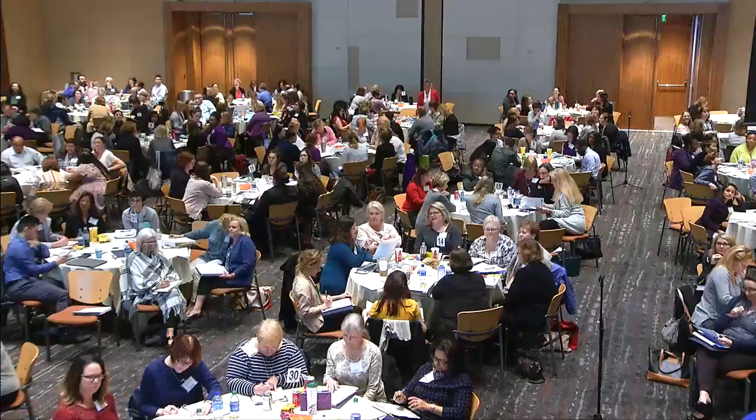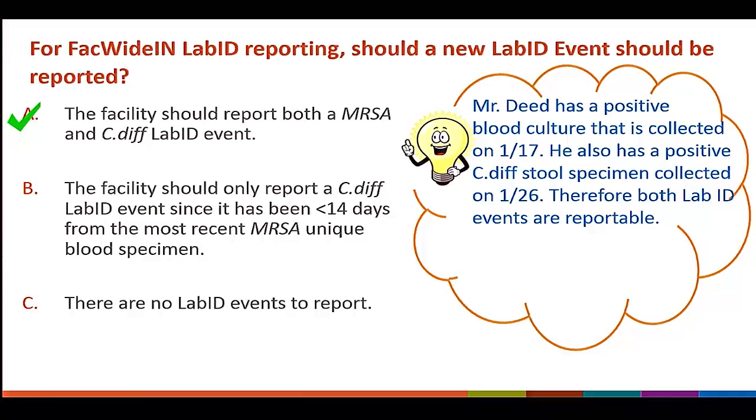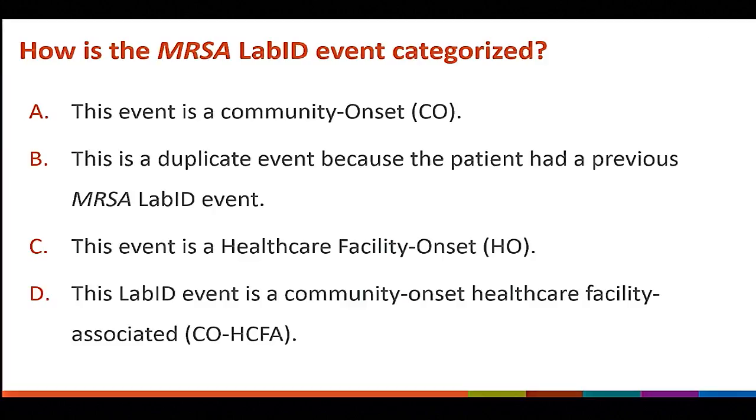The facility should report both an MRSA and C. diff lab ID event. So yes, you can report more than one lab ID event. Mr. Deed has a positive blood culture that is collected on January 17th. There is also a positive C. diff stool specimen collected on January 26th. Therefore, both lab ID events are reportable. How is this MRSA lab ID event categorized?